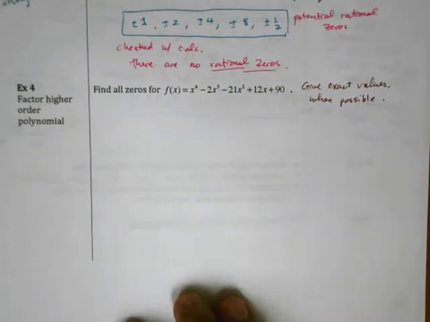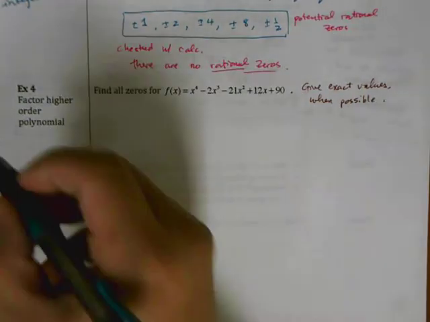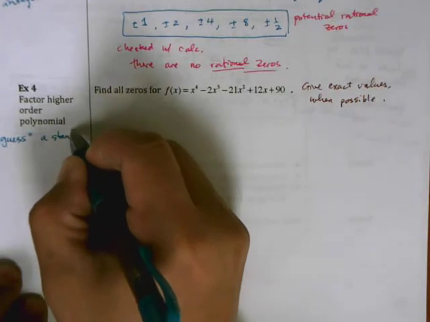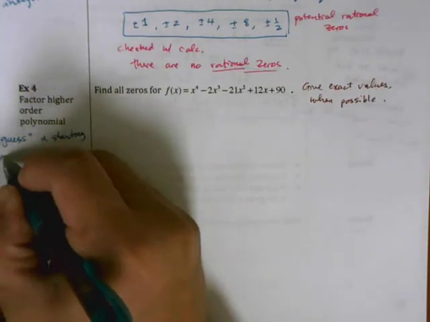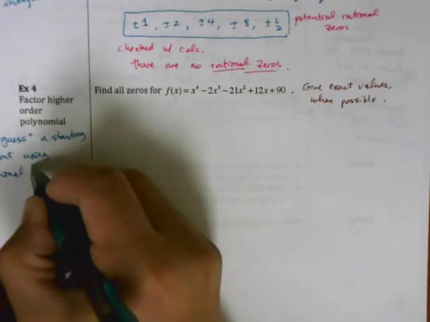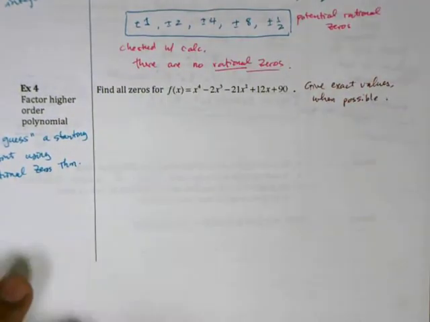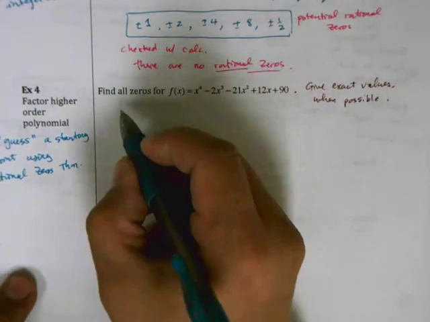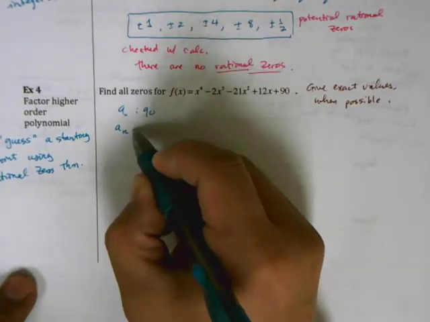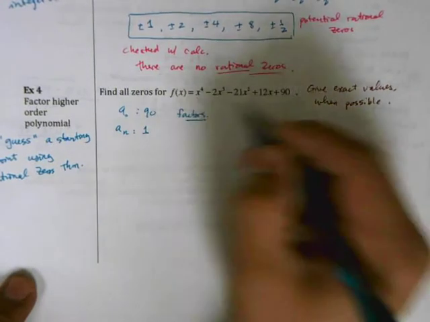So we're going to start here by having an educated guess. We're going to guess a starting point using the rational zeros theorem. Again, we're going to list out the constant, a sub 0, which is 90, and then a sub n, which is the leading coefficient, which happens to be 1. Makes things very convenient for us.